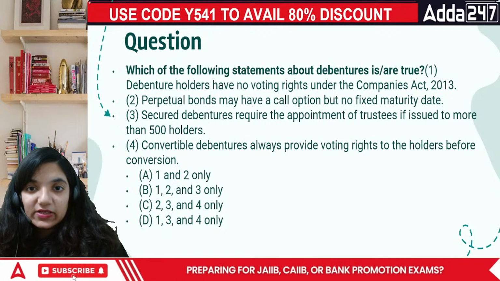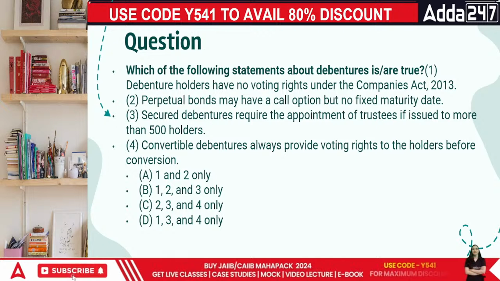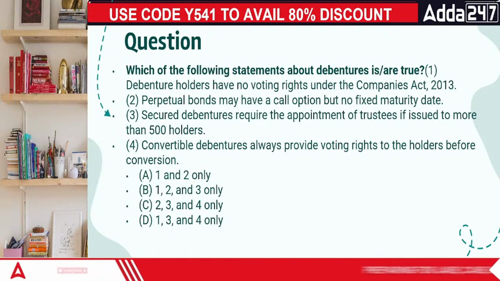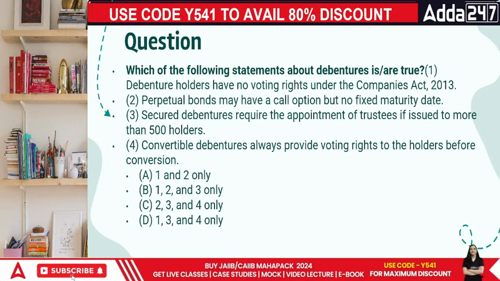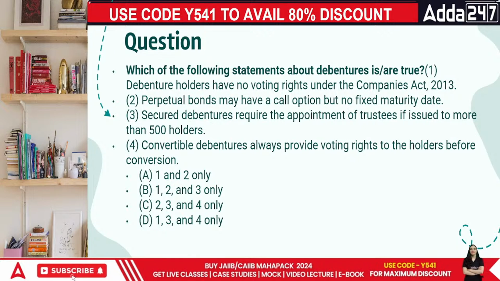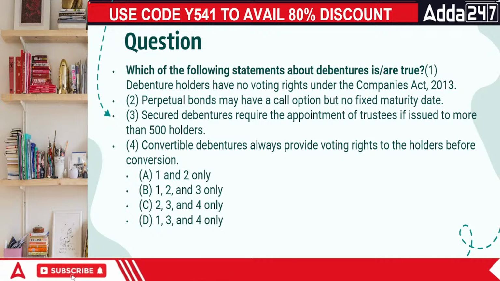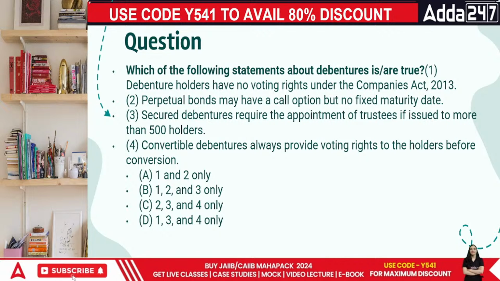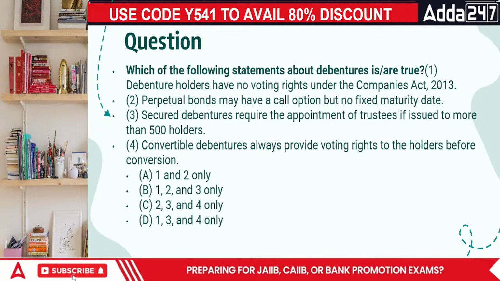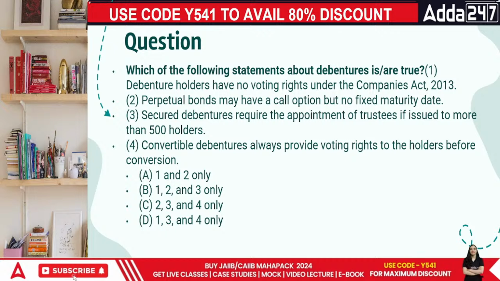Which of the following is true regarding debentures? First part is debentures have no voting rights. Of course, they never have any voting rights. They have voting rights only in the class meetings of debentures. They are not the owners of the organization. Since they are not the owners of the organization, they do not enjoy any voting rights. Perpetual bonds may be called, call option, but no fixed maturity date exists. In this case, everyone, perpetual bonds means the bonds which remain invested for a long period of time in a business. That is why they are called perpetual. So I think the second point is also correct. Perpetual means which stays in the business for a very long period.